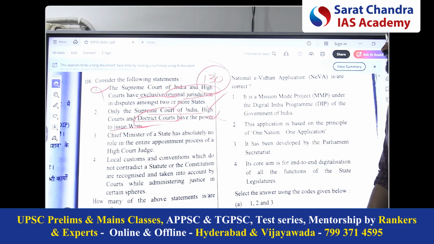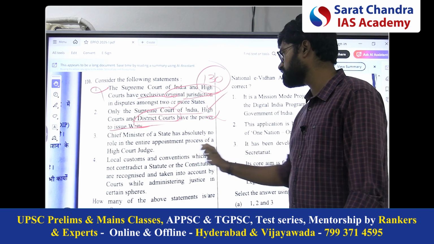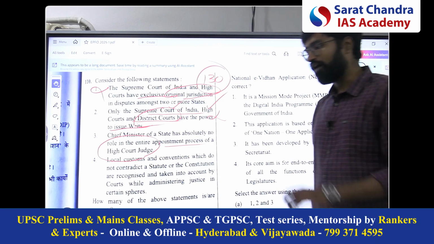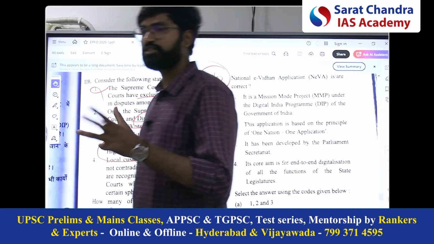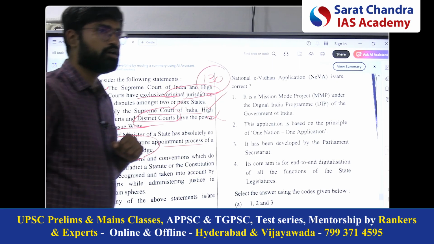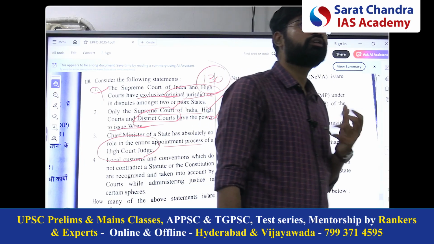Chief Minister of the state has absolutely no role in the entire appointment process of the High Court judge. Actually, according to Constitution, this is correct. Chief Minister has any role. A role ఉండదు. According to Constitution, the President will appoint the judges and the Chief Justice of India, but there is no role for the Judiciary also.